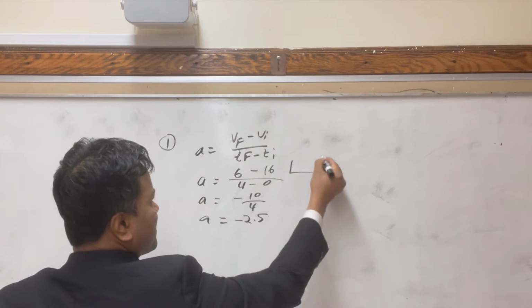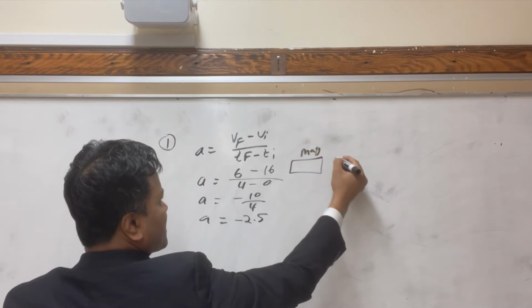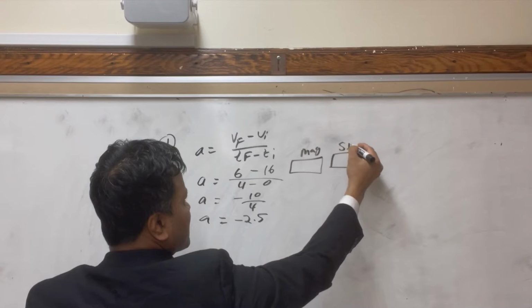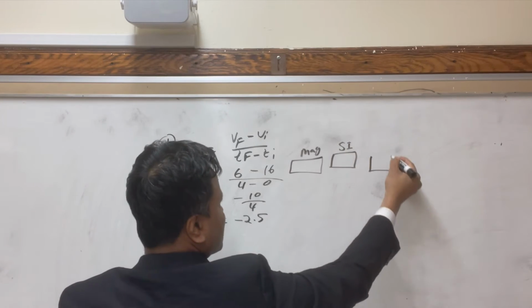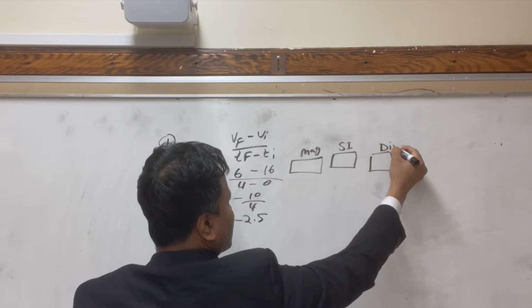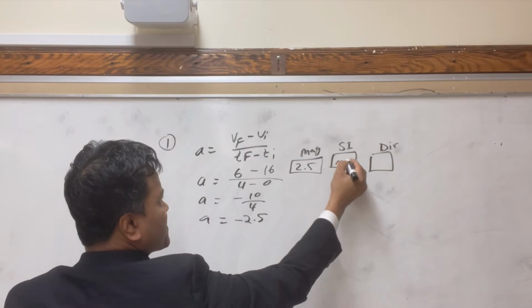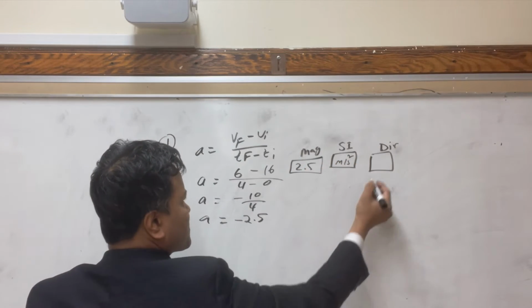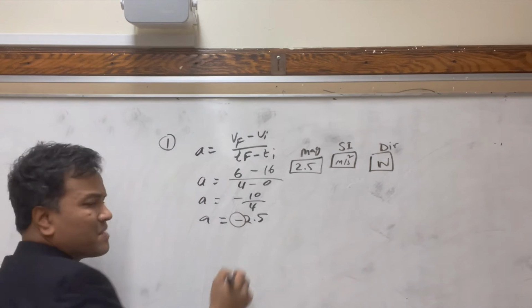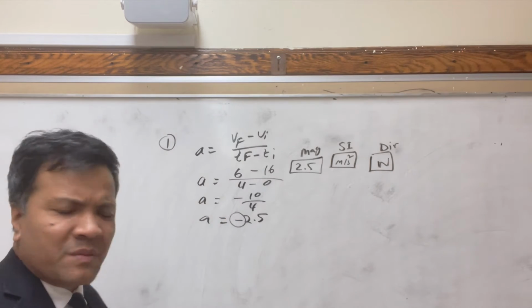So I gave you 3 boxes. This is magnitude, this is SI unit, and this is of course the direction. Magnitude is 2.5, SI unit is meters per second squared, and direction of course is west, because negative means west. This is question number 1.